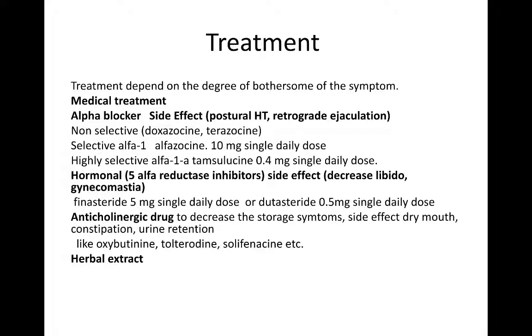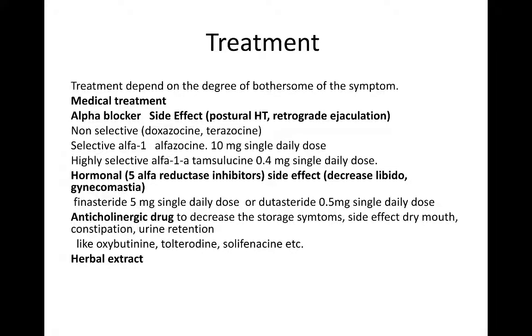Postural hypotension is the main side effect that occurs with non-selective alpha blockers, while retrograde ejaculation is the main side effect of the highly selective ones, because when there is relaxation of the smooth muscle of the prostate and bladder neck, during ejaculation the semen will return back to the urinary bladder. This is a common side effect that occurs with the highly selective alpha blocker tamsulosin.